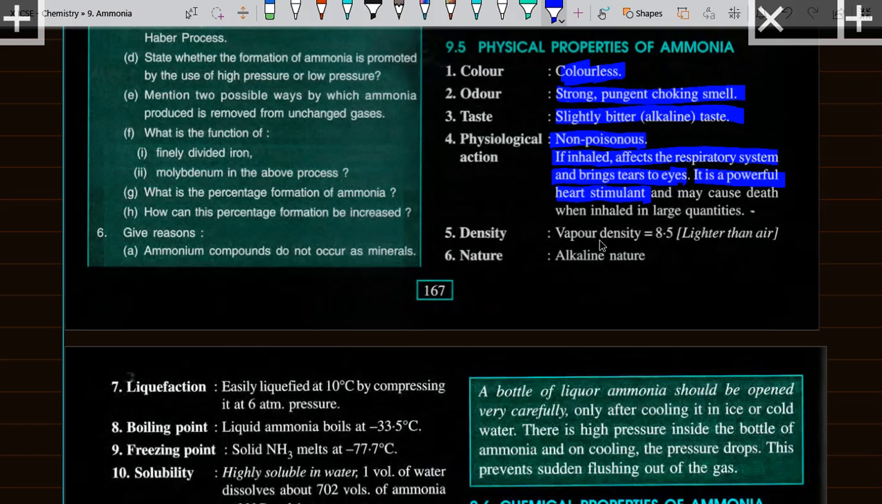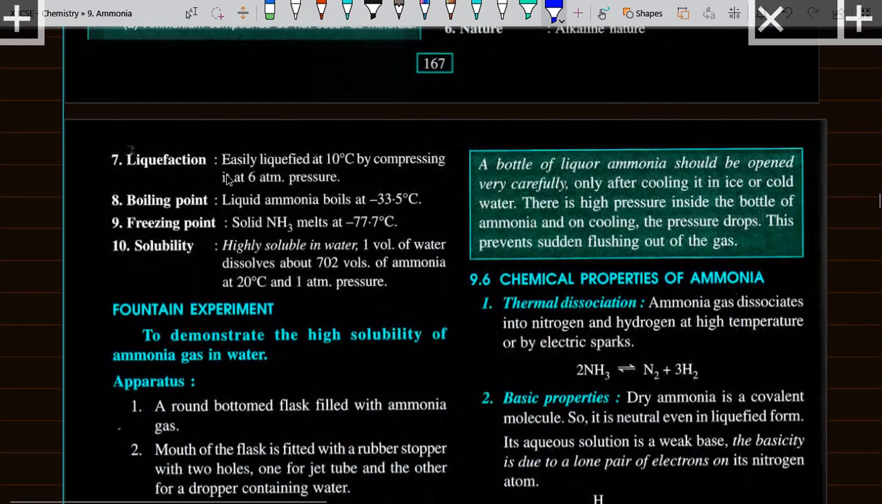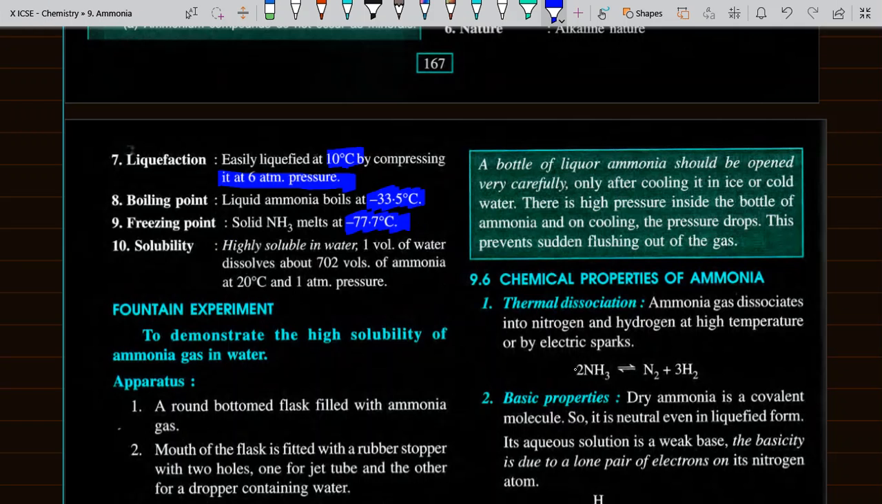Density, vapor density is 8.5, very lighter than air. It is alkaline in nature, not acidic. Liquefaction, easily liquefied at 10 degrees Celsius by compressing it at 6 atm pressure. Boiling point, liquid ammonia boils at minus 33.5 degrees Celsius. Freezing point, solid ammonia melts at minus 77.7 degrees Celsius.